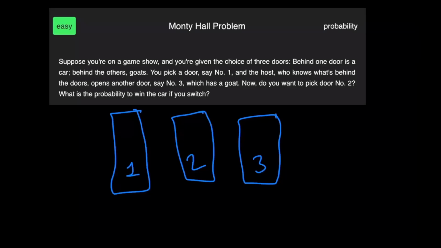Today we're doing another Brainstellar Quant puzzle. This one is called the Monty Hall Problem. This is a pretty famous probability puzzle. I'll let you guys go over it.